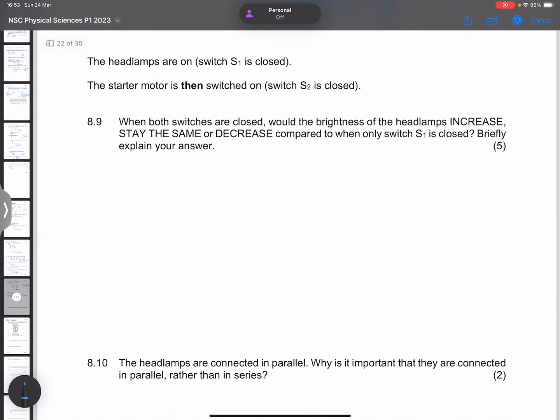They say the headlamps are on, switch S1 is closed. The starter motor is then switched on. That is switch S2 is also closed, right? So we close both switch S1 and S2. So what happens in this case? They say when both switches are closed, would the brightness of the headlamps increase, stay the same, or will it decrease compared to when only switch S1 is closed? Briefly explain your answer.